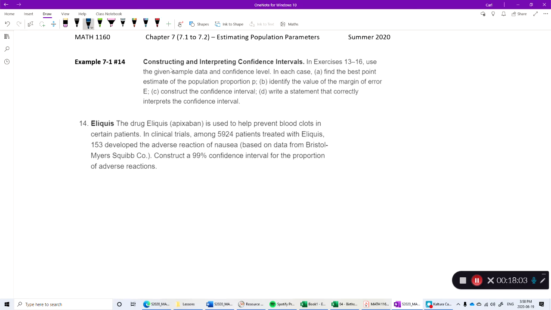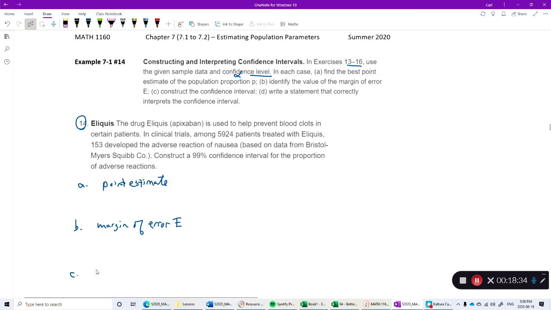So this is from the textbook. In exercises 13 to 16, so that's what we're doing, use the given sample data and confidence level, that means alpha. In each case, A, find the best point estimate. And then we're going to find B, the margin of error, E. And then we're going to write the confidence interval. And then D, we're going to interpret it.